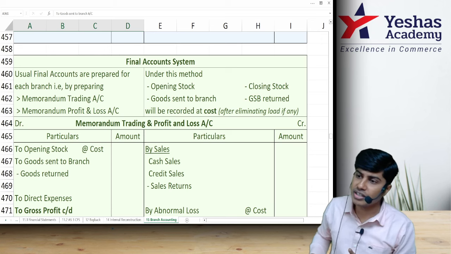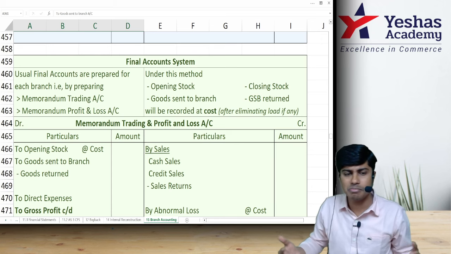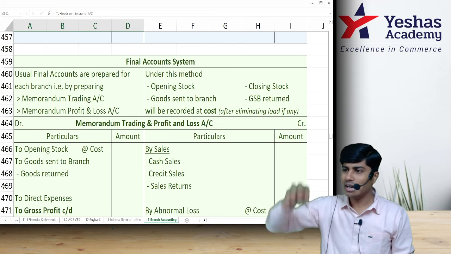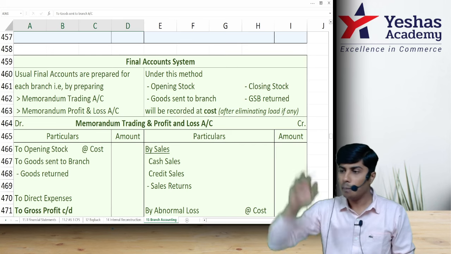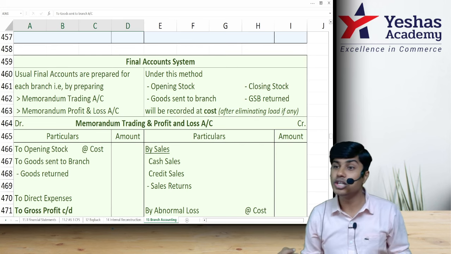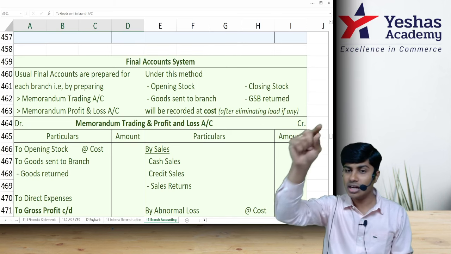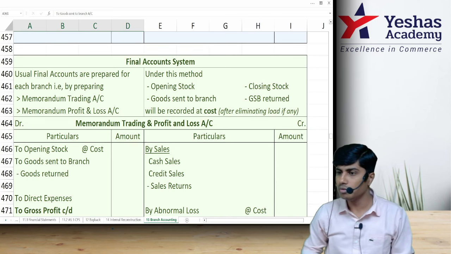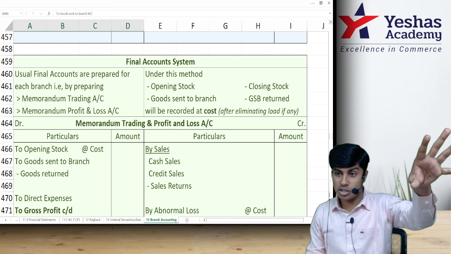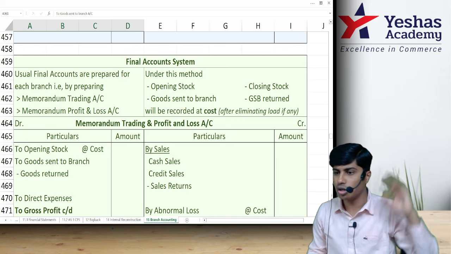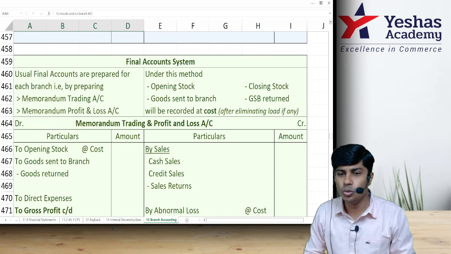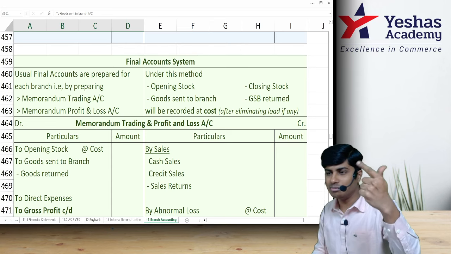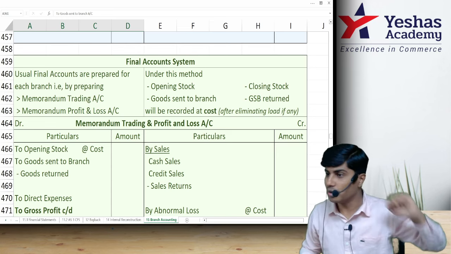Sir, what if we've sent the goods at invoice price? Something very simple. Remove the load. Opening stock: inner column invoice price, minus load, outer column cost. Purchases won't be there; goods sent to branch will be there. Goods sent to branch at invoice price, less load, outer column cost price. Closing stock at invoice price in the inner column, minus load, outer column cost. Find GP, bring it to P&L. That's it. That's how you do problems under the stock debtors system as well as final accounts.